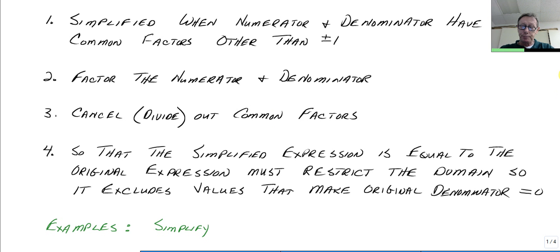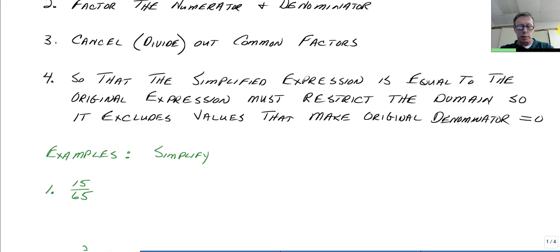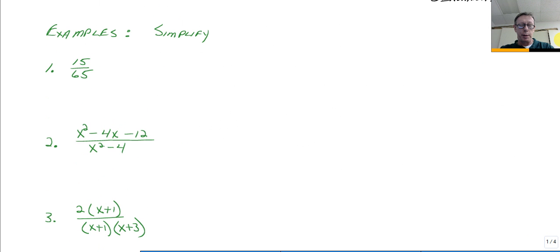And what we may have to do sometimes is, if the original expression has a variable in the denominator that would cause that denominator to go to 0 for certain values of the variable, we're going to have to specify those, because the simplified expression may divide out those variables, and we wouldn't be able to see what would have caused the original expression to go to 0 in the denominator. So we'll have to make a domain specification. So let's look at a couple examples.